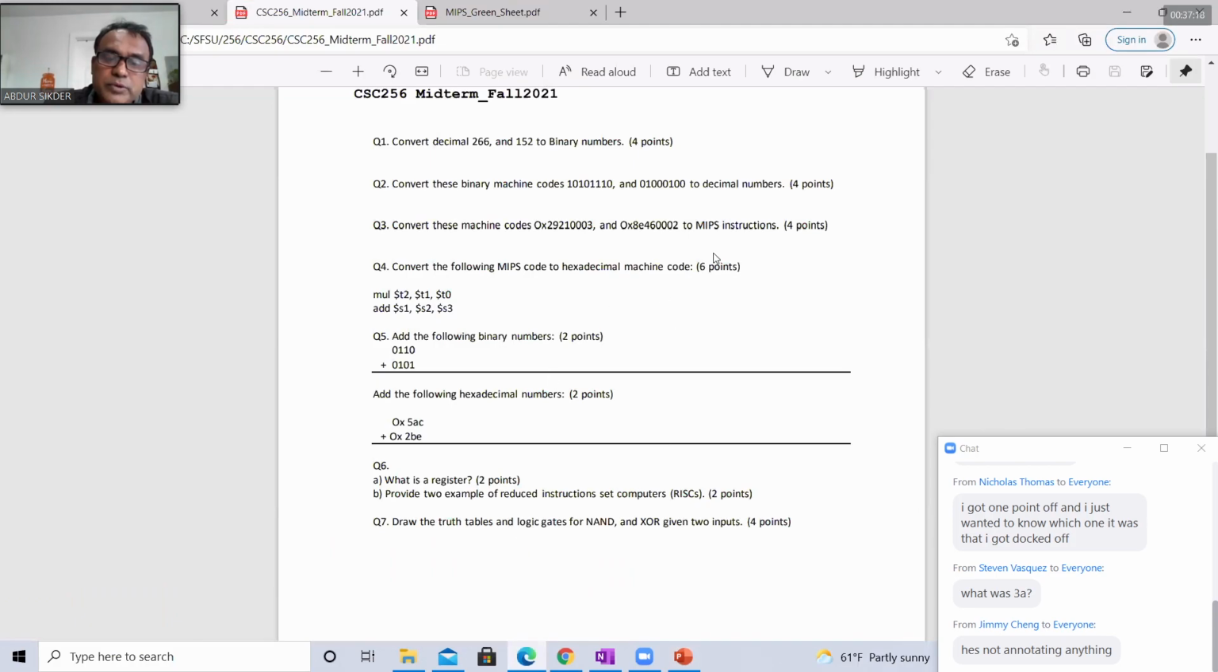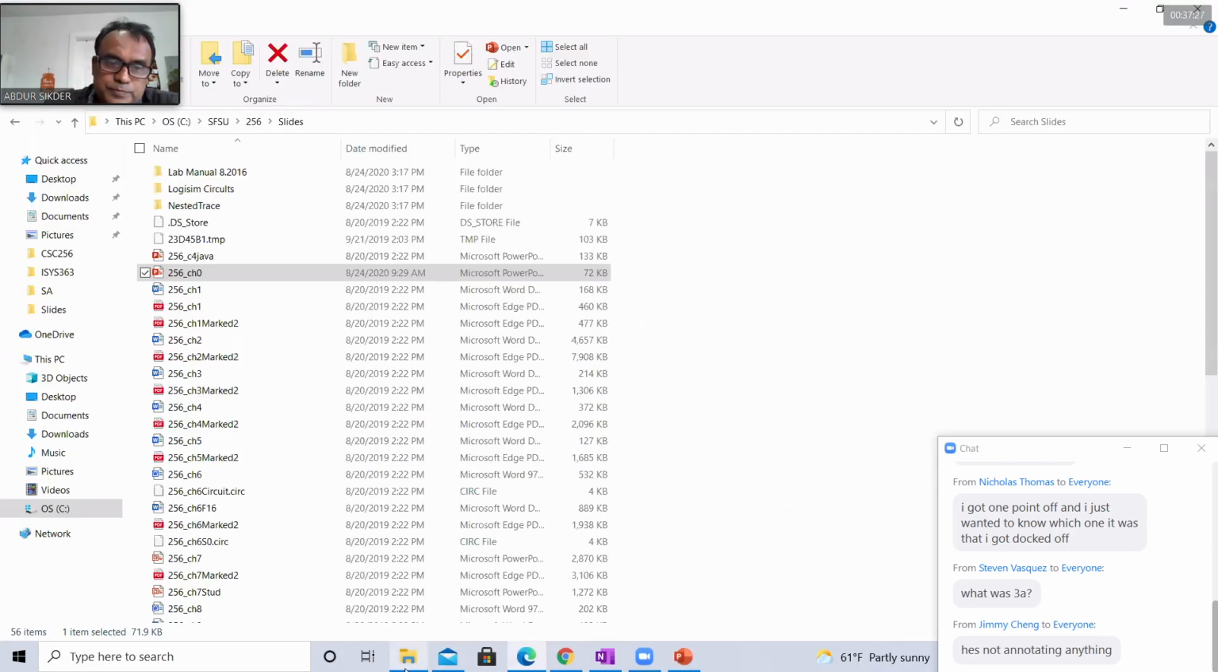Any questions? Oh, for the gates, let's look at the gates. Did I open it yet? No. 6.